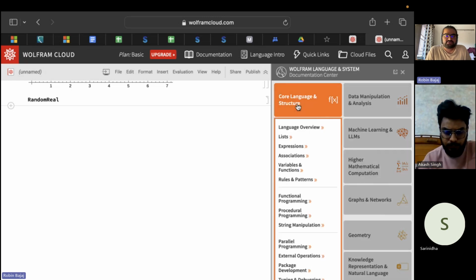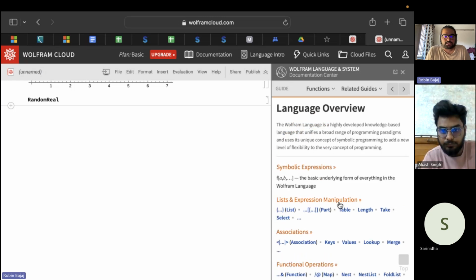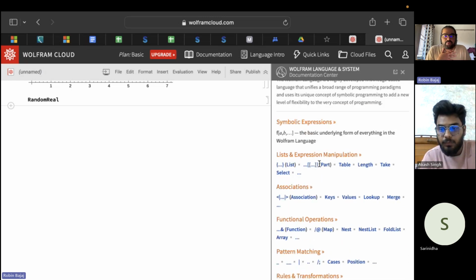Yes, sir. Let's first click this core language and structure. This has all sorts of functionalities that Mathematica can offer you, right? This is the first language overview that basically gives you what all can be done with this. I am also new to this, but how I learned it at first is I just went through these things. It says how to create lists and the different functions of those lists, what can be done with them, and the associations, how you can associate something to a value.